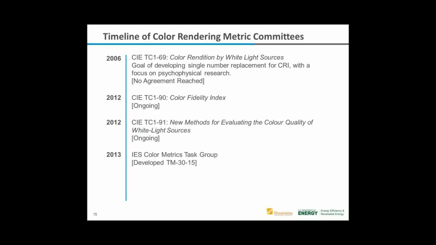Now, those two groups have longer timelines, and in 2013, the IES decided to form the IES Color Metrics Task Group, and that ultimately led to the development of TM-30. Now, this was seen as a way to make some immediate progress and make some improvements, and ultimately, hopefully, this work will feed into the CIE groups, which has already somewhat taken place, but again, the timelines there and the processes often take a bit longer.